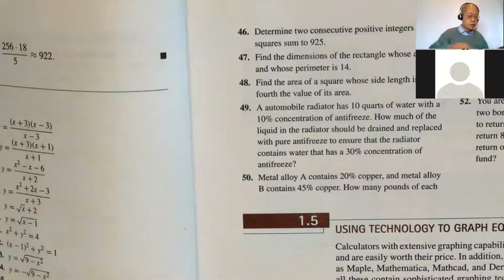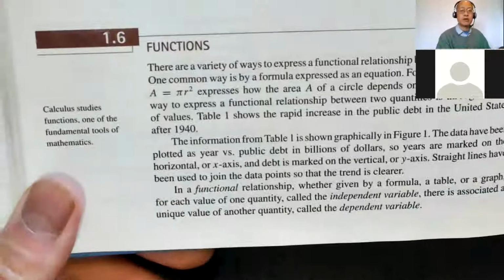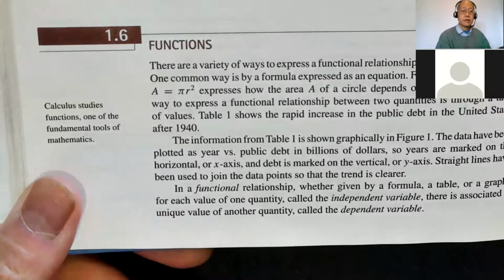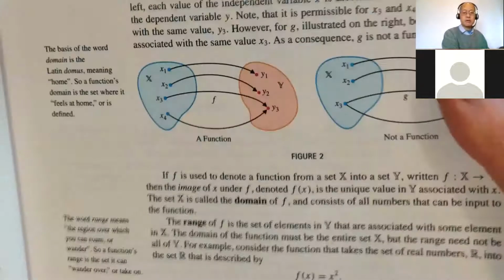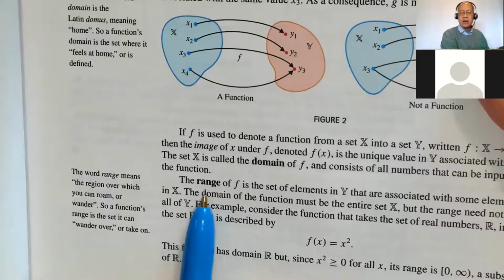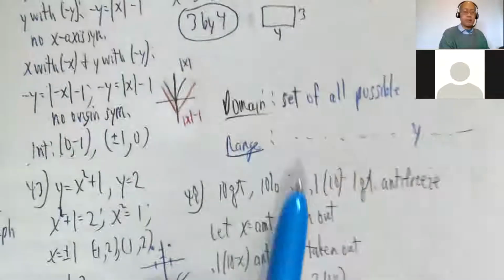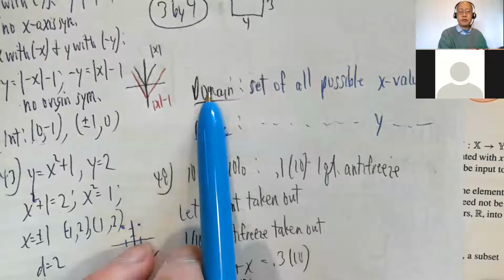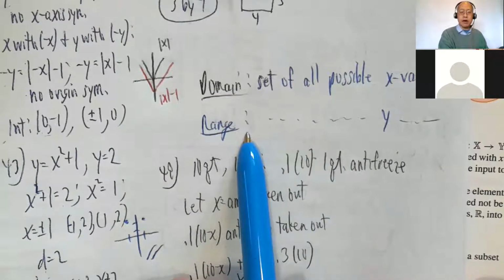Okay, and I'm now going to begin 1.6, which is a review of functions. All right, so functions, I've already talked about domain and range, and I don't really like the way the text gives a definition. It's correct, but just think of the domain as a set of possible x values. All the values that x can take on is a domain. All the values that y can take on make up something called the range.